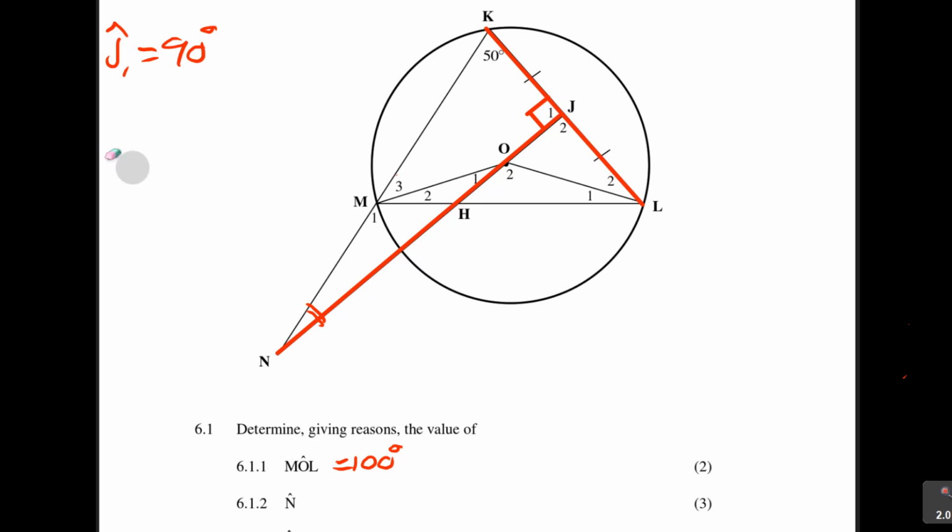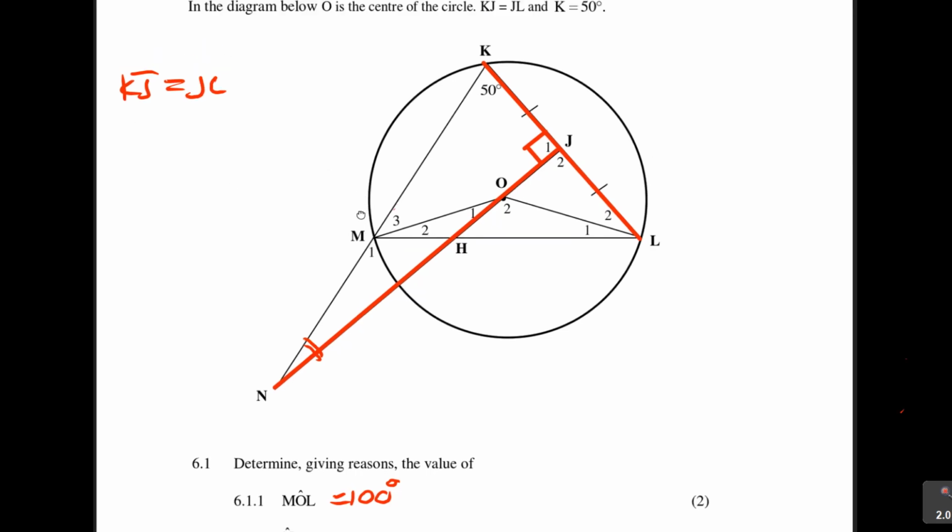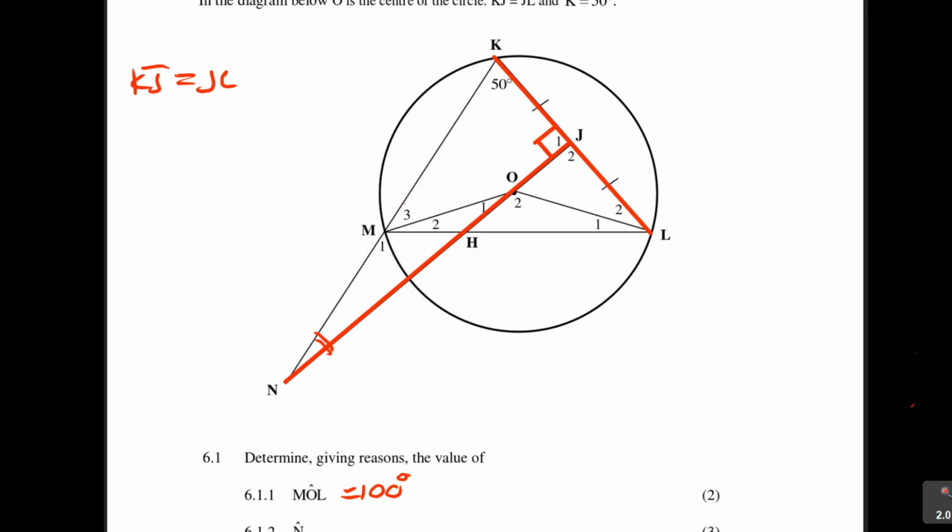Or we can put it like this. Let me just do it like this. First of all, let's say KJ is equal to what? JL. What is the reason that we're going to give there? We're going to say it's given. That is the first part.